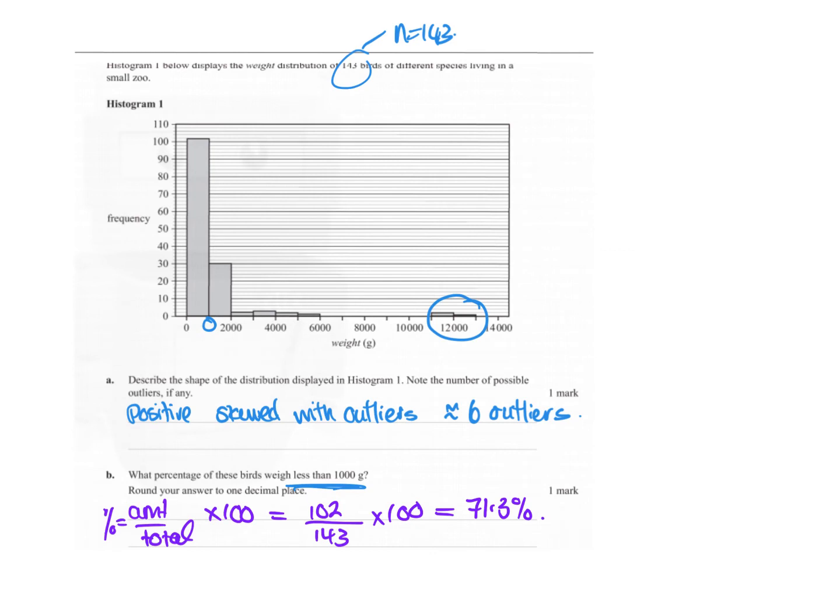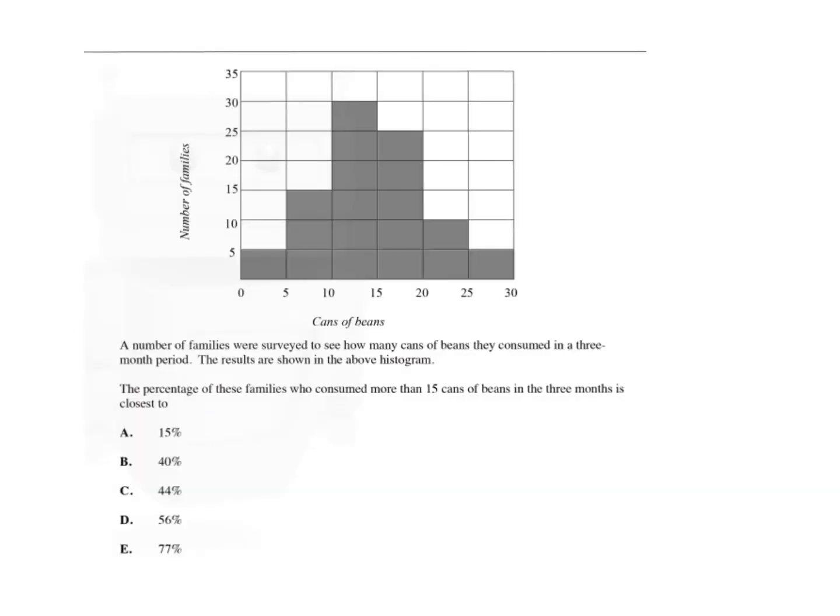Okay. Let's have a look. A number of families were surveyed to see how many cans of beans they consumed in a 3-month period. The results were shown. The percentage of these families who consumed more than 15 cans of beans in 3 months is closest to... So if you look up at more than 15, we've got 25 plus 10, which is 35, plus 5, which is 40. So there was 40 of them.